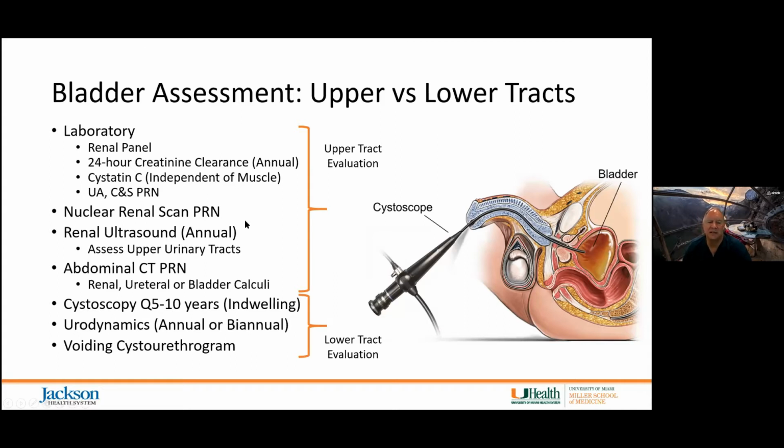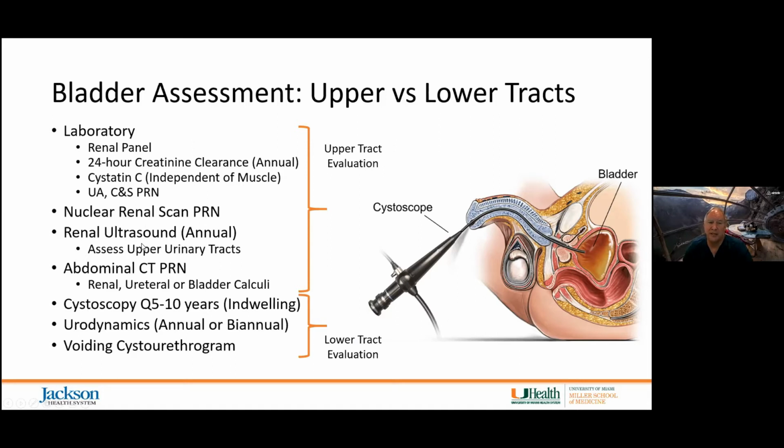But really, most of the time, we're going to have to move forward with actual visualization of the upper and lower tracts. We can do a nuclear renal scan to tell us how active each kidney is. It's not unusual to see a scarred down kidney on one side or the other, and in some cases both.